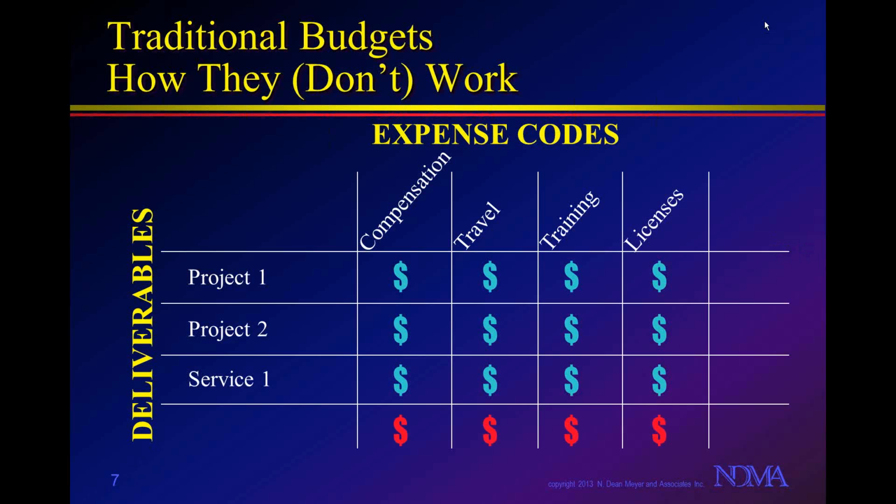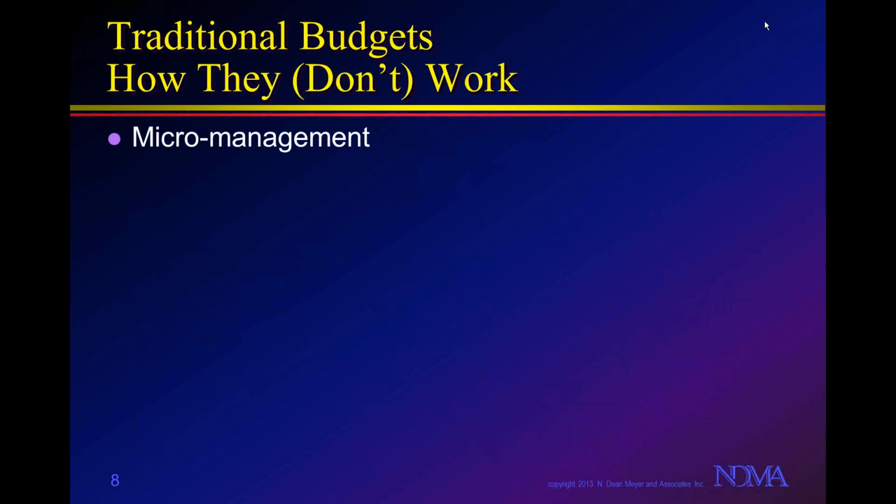Now, what do you expect senior management to do with that? I mean, they have to talk about something, right? And what have you given them to talk about? Compensation, travel, and training? So of course they're going to come after your travel budget or whatever. You're just begging for micromanagement. You're setting yourself up for micromanagement because that's all you've given them to talk about.